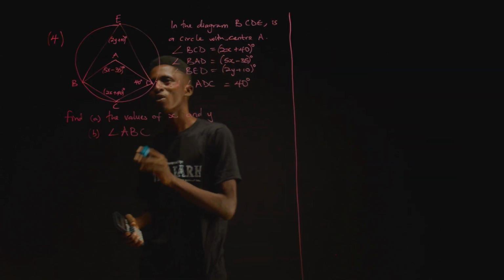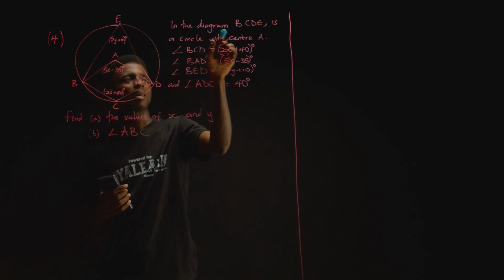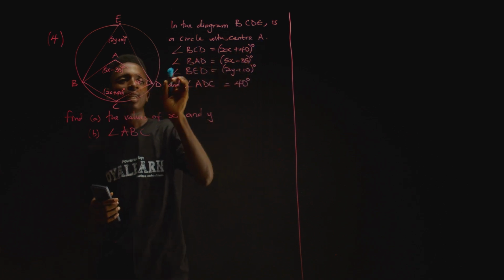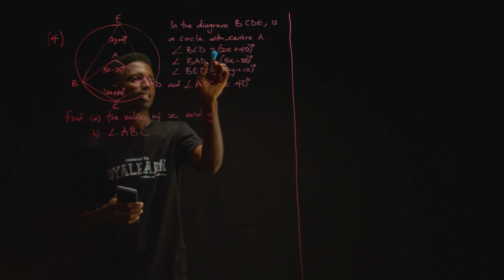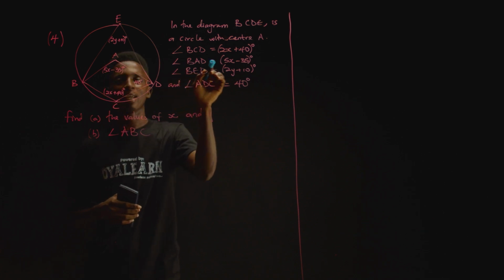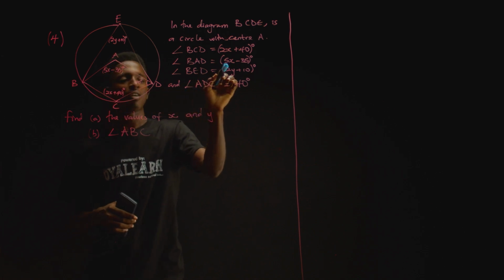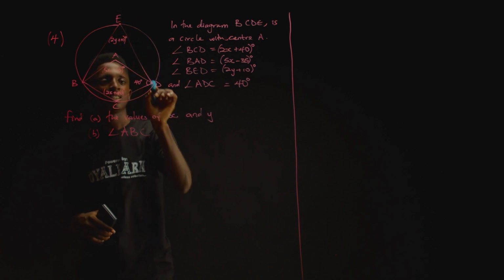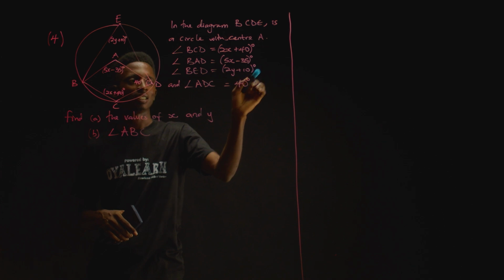Now let us solve question 4. Question 4 says, in the diagram, BCDE is a circle with center A, and angle BCD is 2x plus 40. Then angle BAD, this angle here, is 5x minus 35. Angle BED, that is this angle here, is 2y plus 10 degrees.